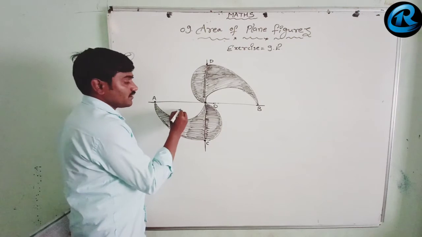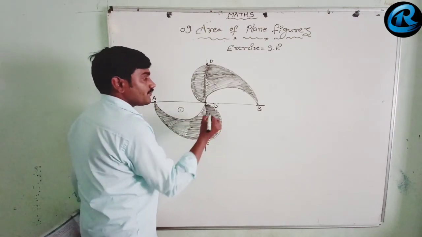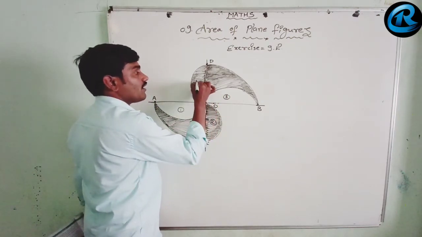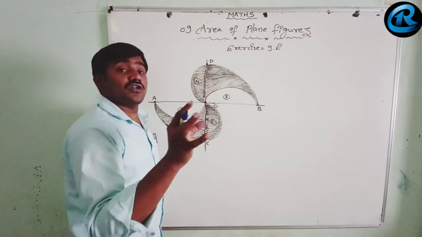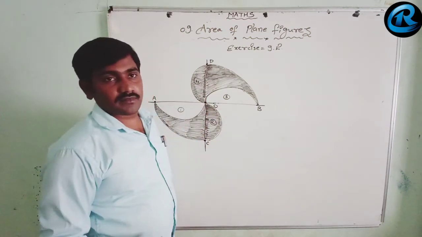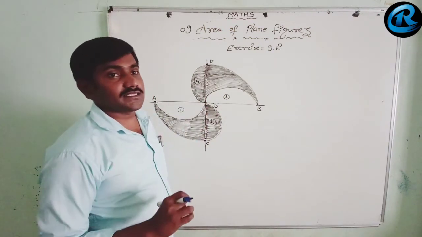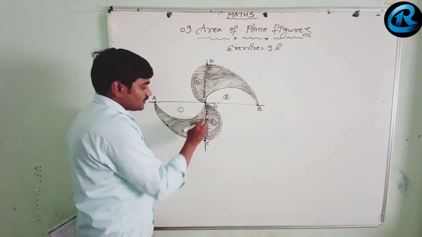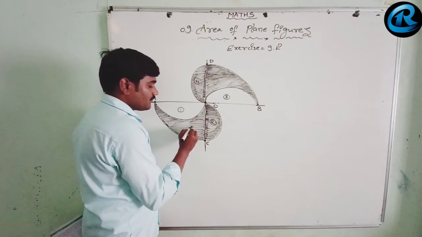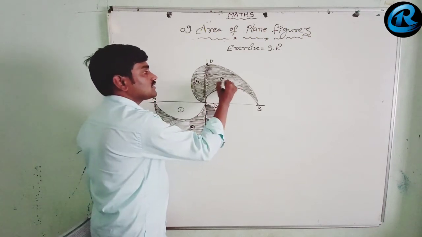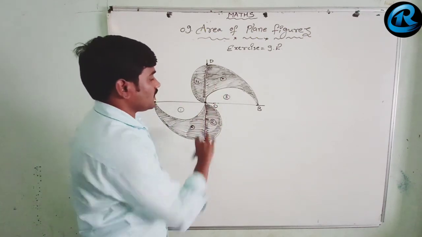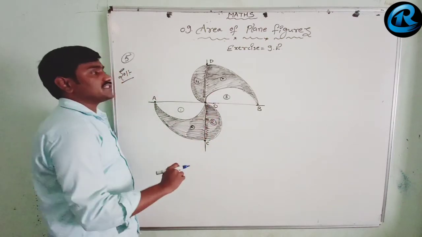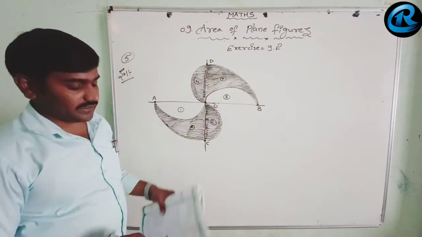Where are they? Let us see. 1, 2, 3 and 4. Yes, there are 4 half circles and 2 quarter circles. What are the 2 quarter circles? This is quarter circle 1 and this is quarter circle 2. There are 4 half circles and 2 quarter circles.